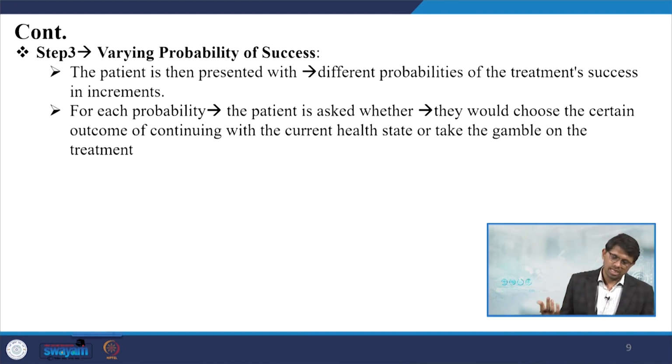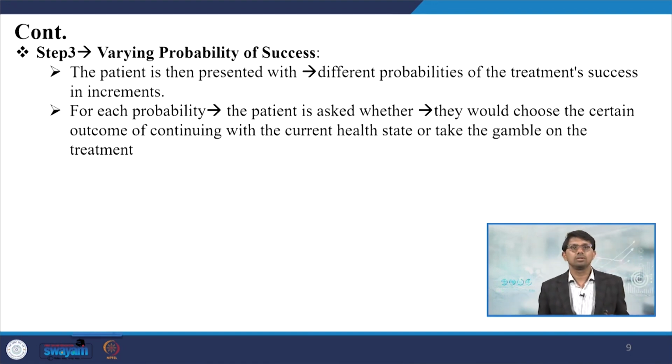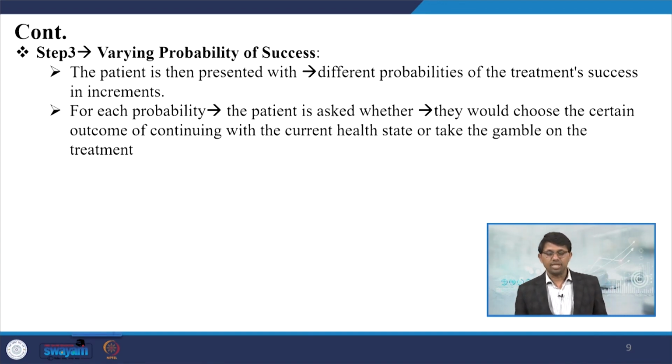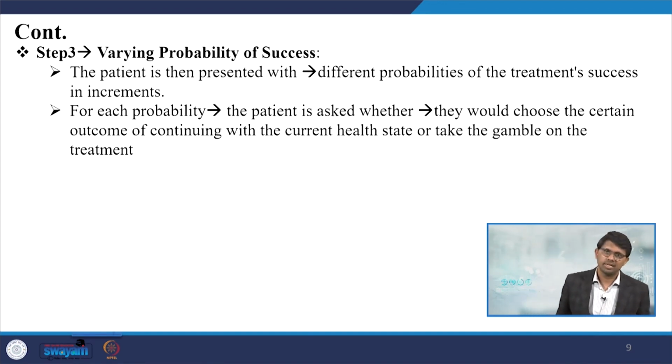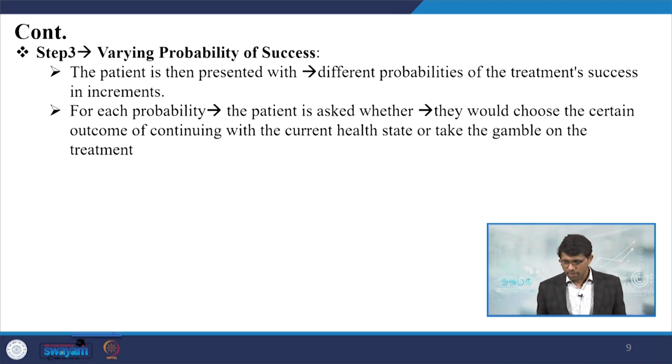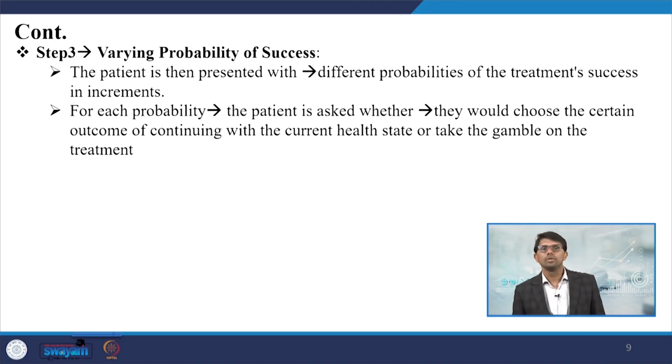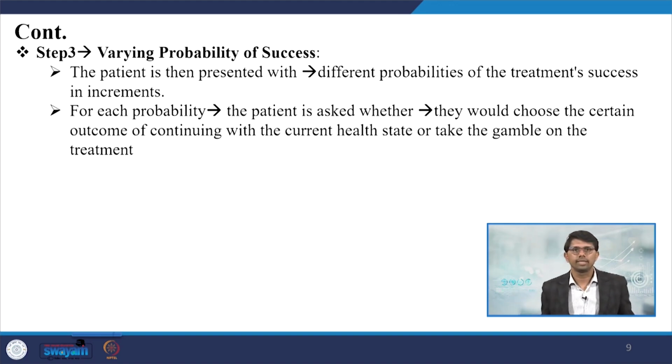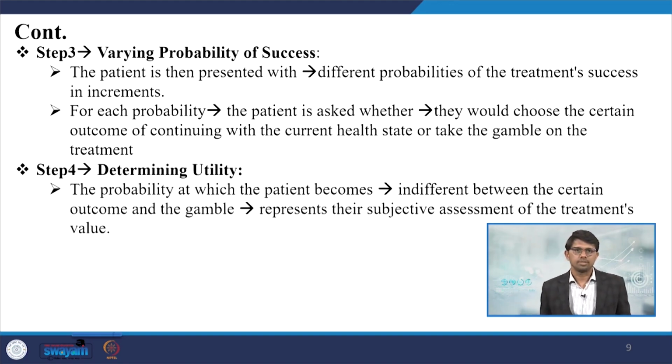One important aspect attached to this is the varying probability of success. The patient is then presented with different probabilities of treatment success. Treatment need not necessarily be 1 and 0, or only success or failure. So, for each probability the patient is asked whether they would choose the certain outcome of continuing with the current health state, or take the gamble on the new treatment.